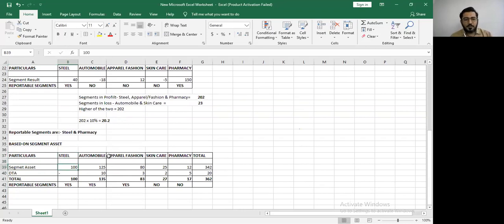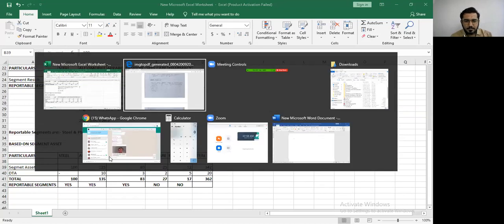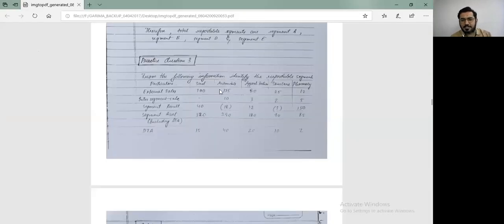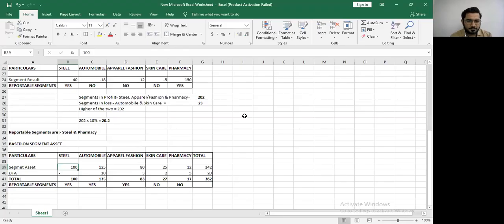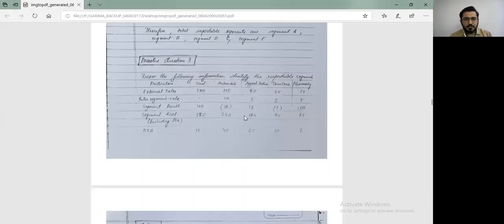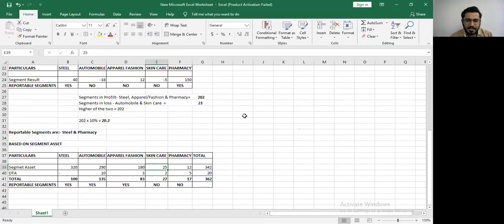Let's come to the last part, segment asset. Let us check the segment assets given in the question. It says the segment assets are 320, 290, 180, 90 and 85.